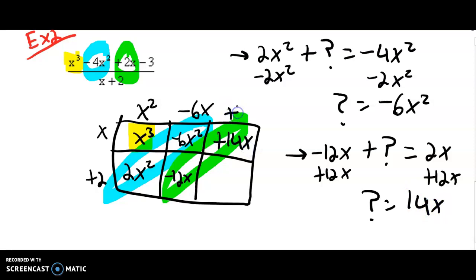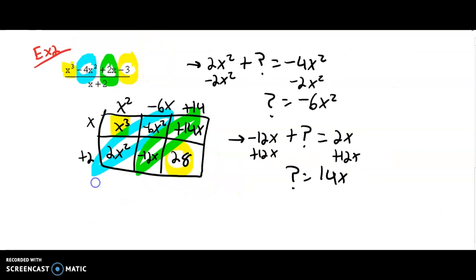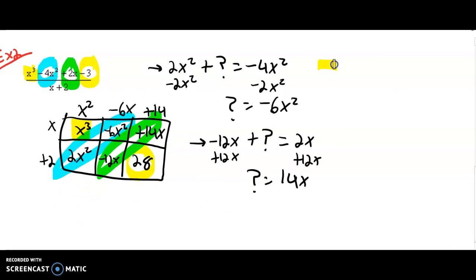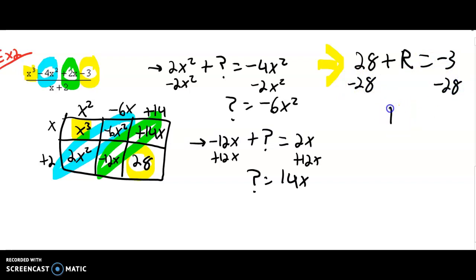I can take out a 14, and then 14 times 2 is 28. We got 28, but we expected negative 3. So let's solve for our remainder. I need 28 plus my remainder to equal negative 3. Take away 28 from each side. So my remainder is negative 31.